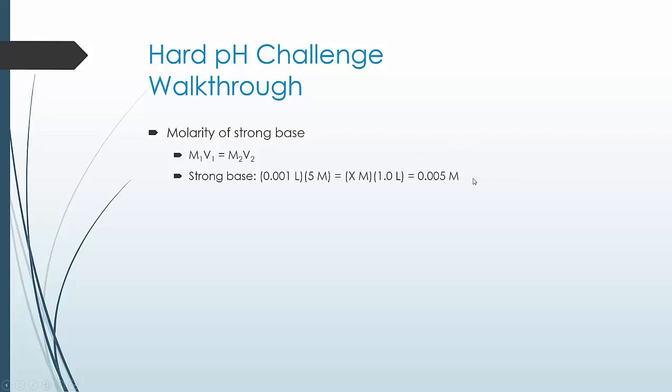And one thing to remember about strong bases is it's 100% dissociation. There's no pKa's or anything to worry about. It completely dissociates, so we can assume all of the hydroxide, in this case from the strong base, is made available to neutralize in our weak acid conjugate base solution. So we're going to use all of this 0.005 molar.